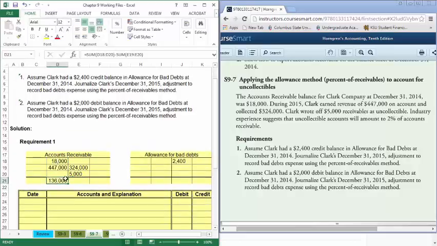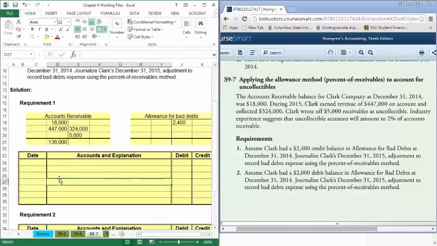So we want 2% of that is what we estimate is going to be bad debts. So 136,000 times 2%, and that's going to be what we estimate of this we don't think we're going to collect. So 2% of that is $2,720. So that is what we want the allowance account to be. So that's the balance that we want that to be.